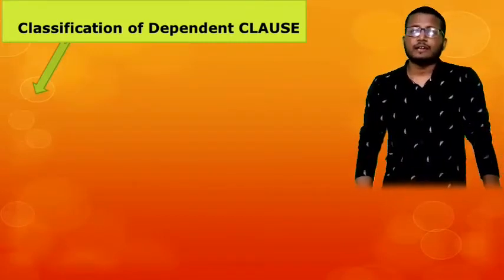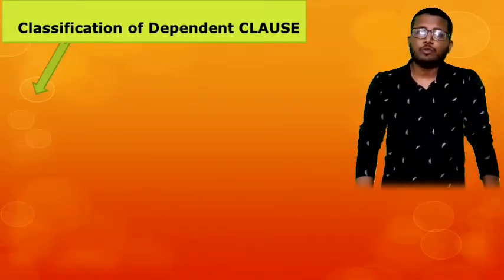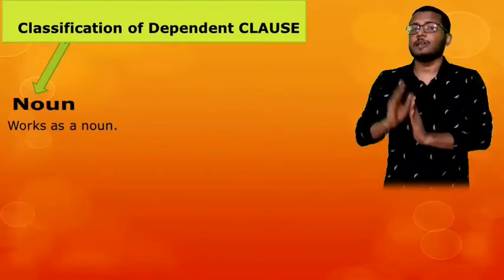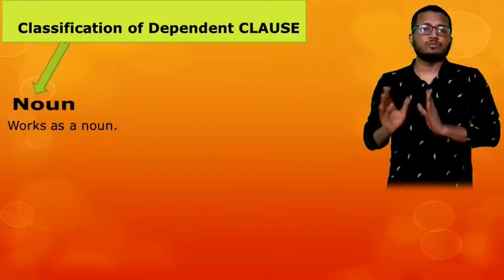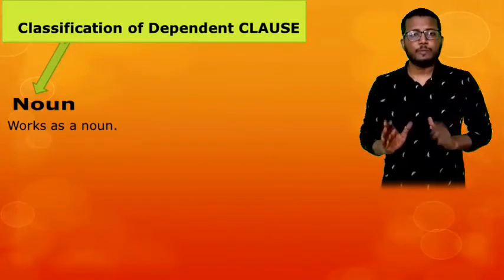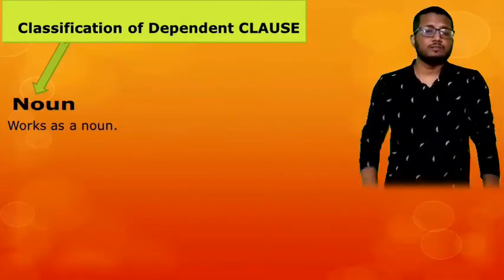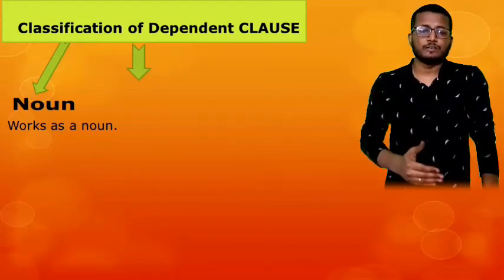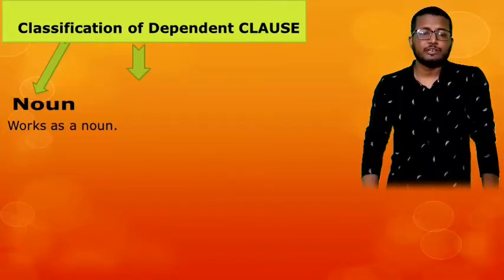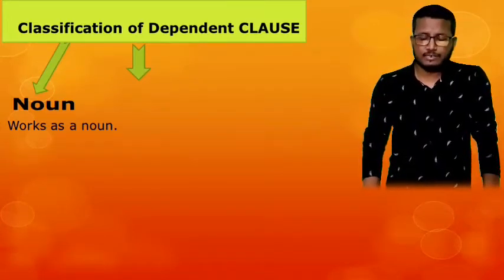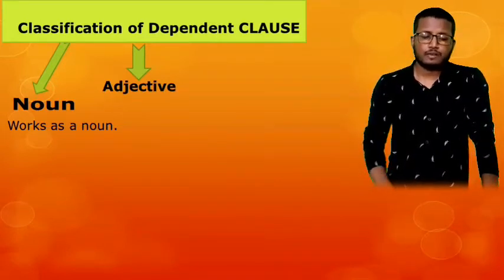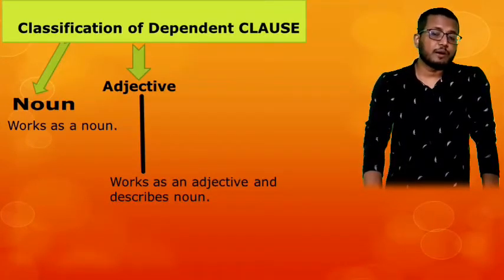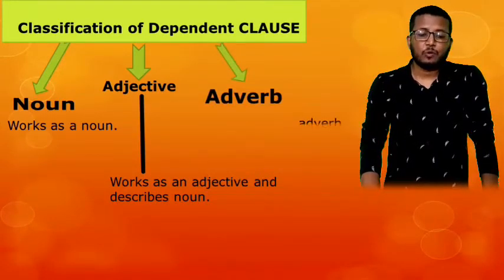So the first one is noun. So we came to know that the dependent clause has a first name, the dependent noun clause. The classification you got is noun clause. Obviously a noun is what? It has a name. When a dependent clause works as a noun, it is called a noun clause. Adjective: when a dependent clause works as an adjective, it describes a noun. And adverb clause, for which we need parts of speech knowledge, works as an adverb.